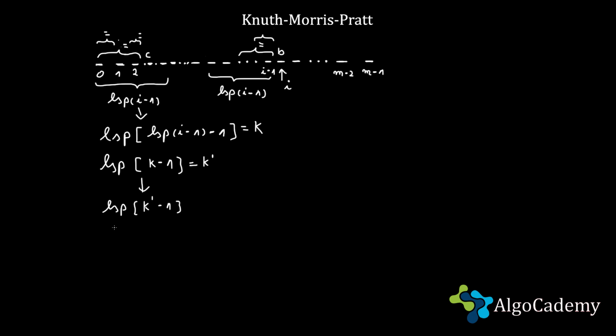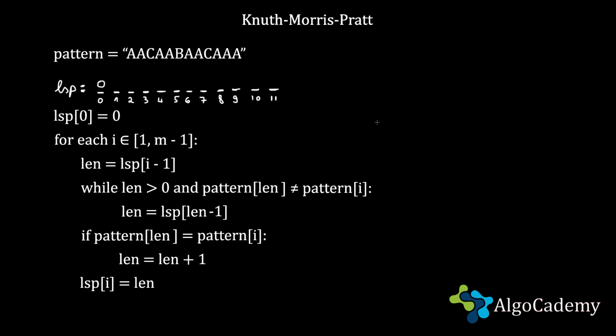Let's take a look at the code and also at some specific example. And this is how the code looks. First of all, I initialize LSP of 0 with 0. Then I compute all the other values in the LSP. So what do I do when I compute LSP of i is that, as we've said, we are going to try out first LSP of i minus 1. And while this len is greater than 0 and pattern of len, which is the next character in that prefix, is not what I'm looking for, which is pattern of i, as we've seen, we are going to move recursively to the next LSP. So len becomes LSP of len minus 1.